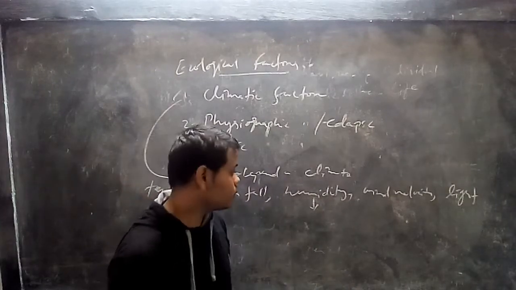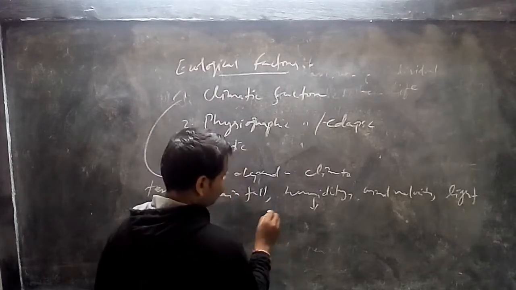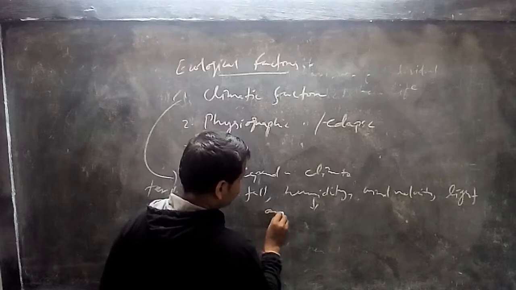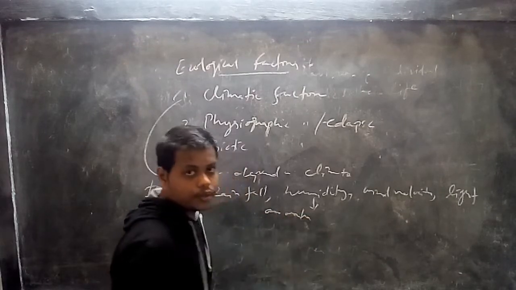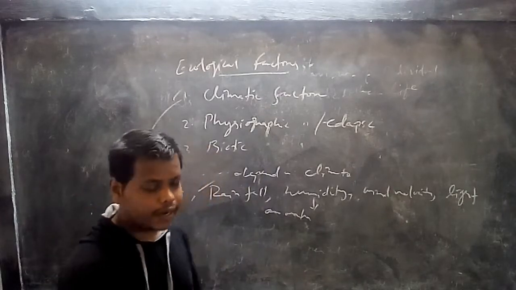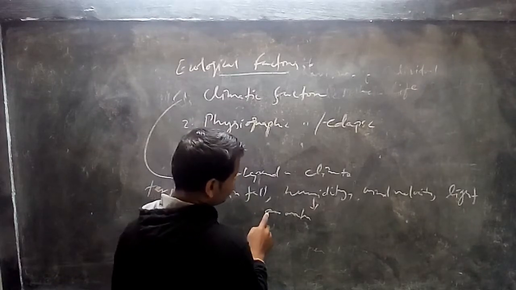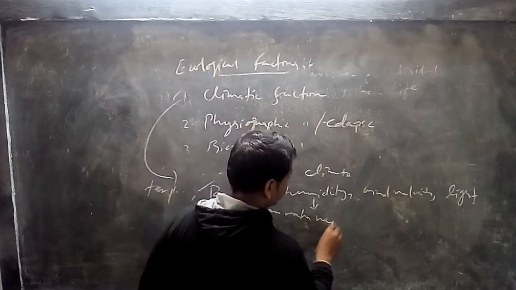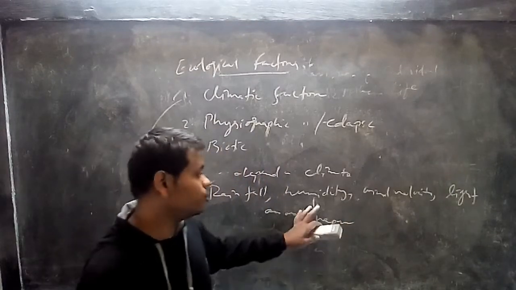Humidity is the amount of water vapor present in the surroundings. The amount or percentage of water present in vapor form in the environment is also called humidity. You may write it in different terms, like water vapor. Water vapor present in the environment is called humidity.